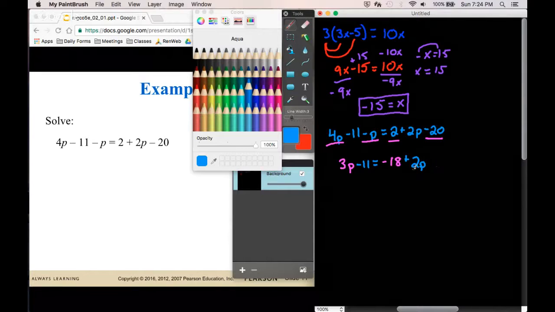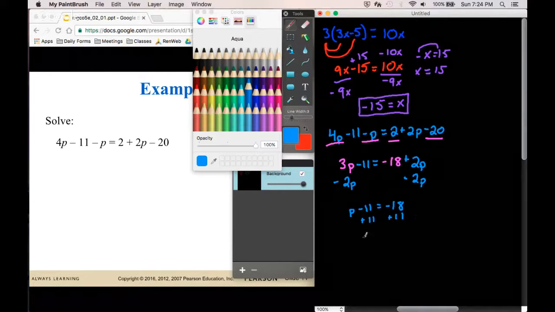Now, like I said before, don't make more work for yourself than you have to. What do you want to subtract from each side? You want your p to stay positive. It'll make your life a lot easier. So I would subtract the 2p from both sides, and you get p minus 11 equals negative 18. And then add 11 to both sides.